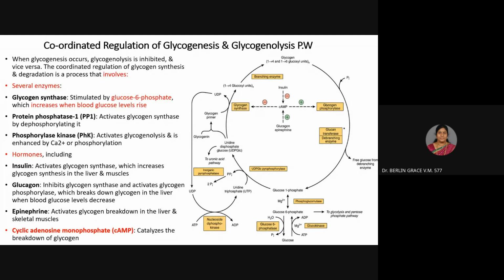Similarly, insulin will suppress the level of cyclic AMP, whereas glucagon and epinephrine both will enhance the level of cyclic AMP. If cyclic AMP is increased, automatically the glycogenolysis happens and glycogenesis will be inhibited. This is the main coordinated regulation happening between the glycogen synthesis and glycogen breakdown.